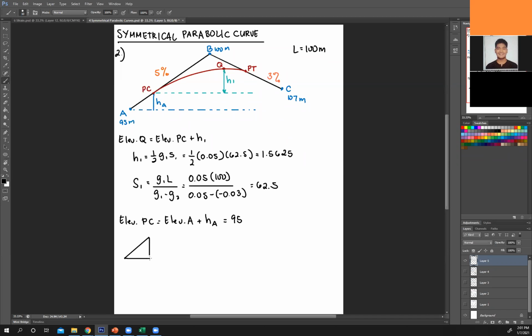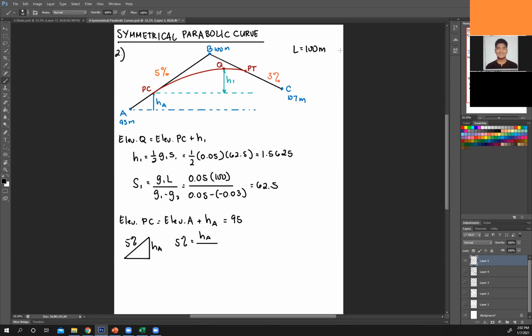Okay, so let me redraw that. So this is 5%. This is HA. Okay, so therefore, remember grade is just rise over run. 5% is equal to rise, which is HA. And what is the run? What is this length? So you have this length 100 meters.